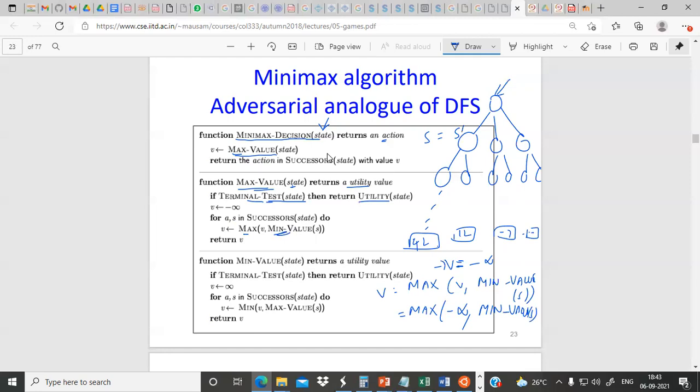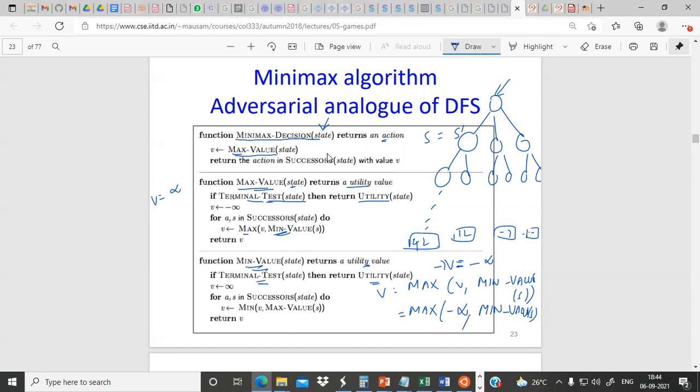So what is this min? Again, it is another function, defined here. Min value of state returns a utility value. Again we check if it is a terminal state, then return the utility. Otherwise, we set v equal to infinity, because min will always take the minimum value. So here we set it to a high positive number, which is infinity.